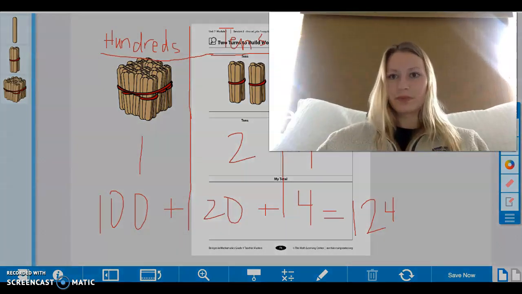124. On Seesaw, you're going to be able to try some of this and see if you can count up by tens and by ones and then maybe even some of the hundredths ones, just as a challenge to see if you can give it a try. Good luck!